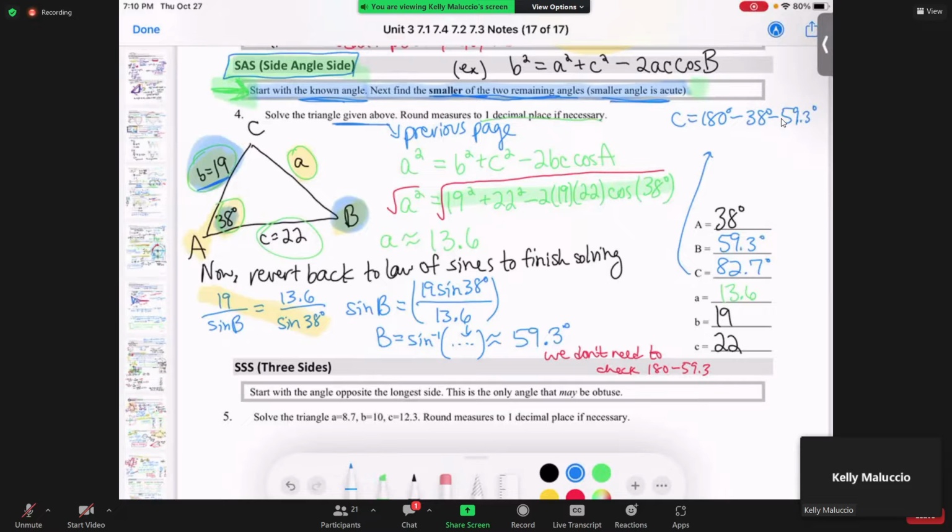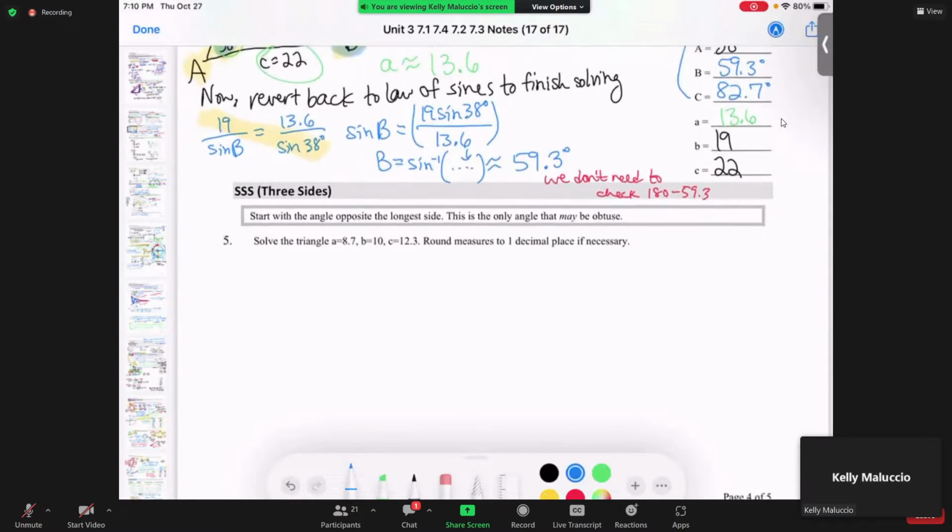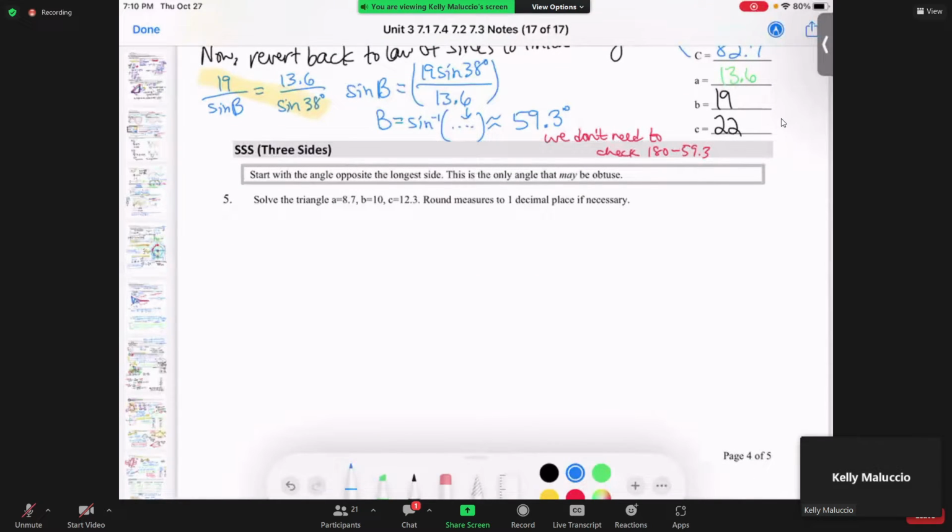Now, the last type of triangle that we can get, or at least the last type we're going to see, is side, side, side. So that's this guy here, all 3 sides. This is where you're given a triangle. You can't use Pythagorean theorem because you don't know if it's a right triangle or not. And they tell you all the sides, we have 8.7 in this case, 10, and 12.3.